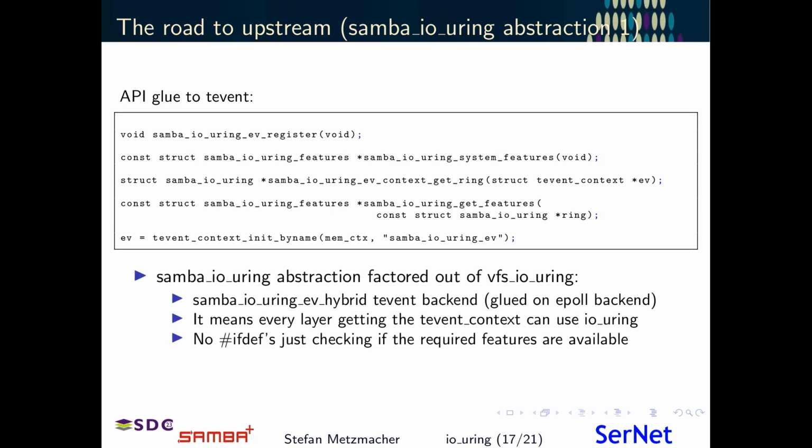And for now we will use what I call a hybrid tevent backend. It's basically still using epoll_wait as a blocking call, but on top of that we will be able to use any io_uring stuff. That makes it easier because the poll implementation in io_uring doesn't fit what we need.